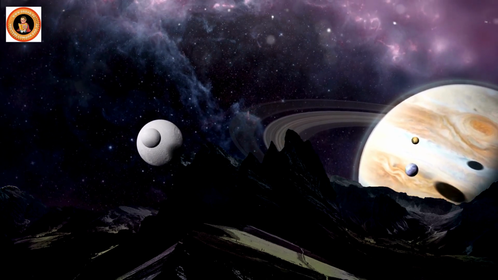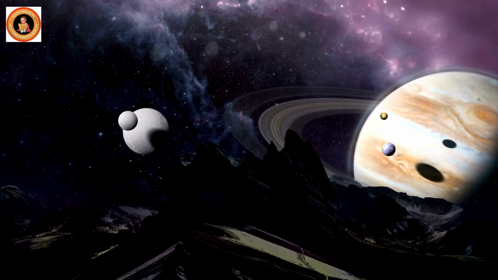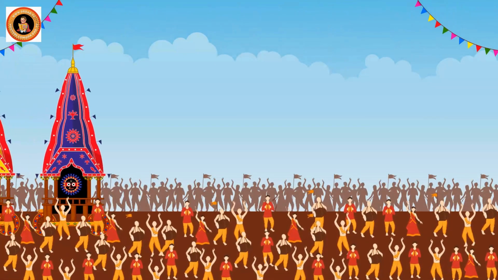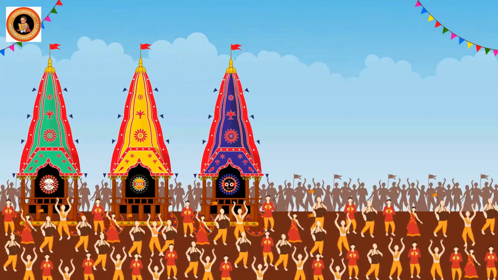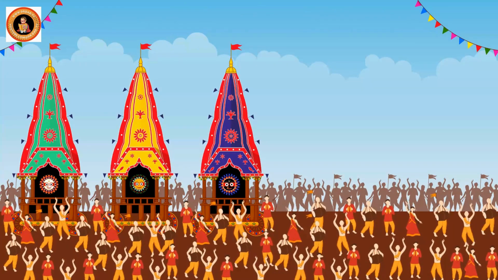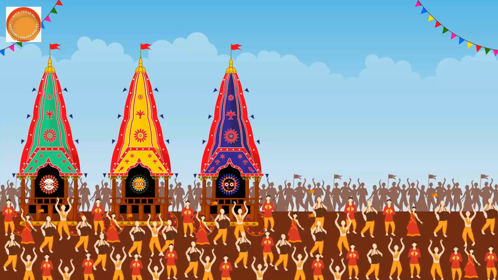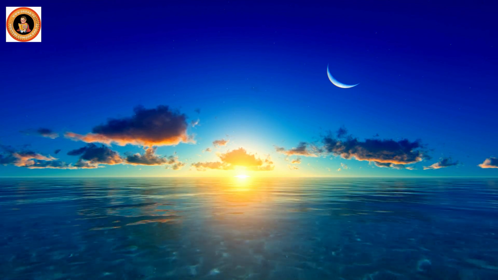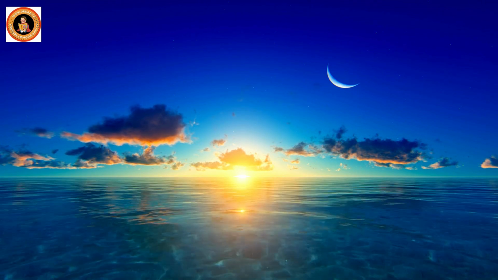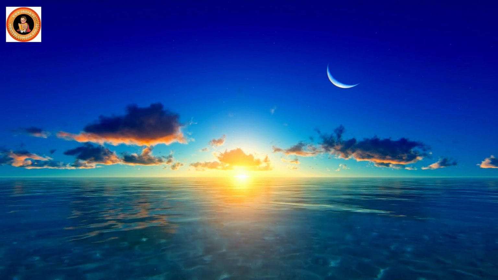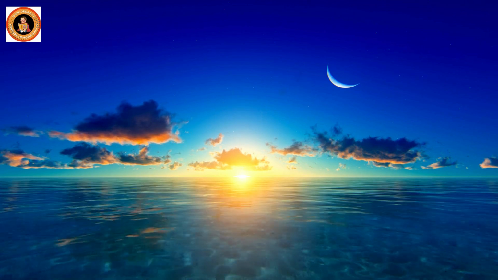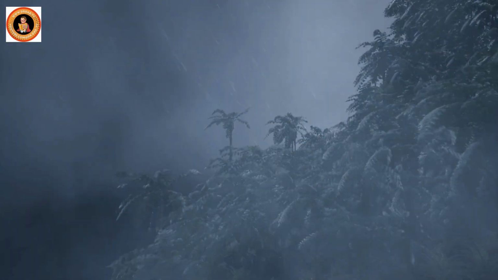The importance of Dev-Shayani Ekadashi, which always comes after the famous Puri Jagannath Rath Yatra and falls on the 11th day of Shukla Paksha, that is the fortnight of the waxing moon phase in the month of Ashadha, June and July, is that the Ekadashi is dedicated to Lord Vishnu, the protector Lord of the realm. It is believed that Lord Vishnu goes into deep meditation in his cosmic realm for 4 months. This 4-month period is also called Chaturmas, the period when it rains.